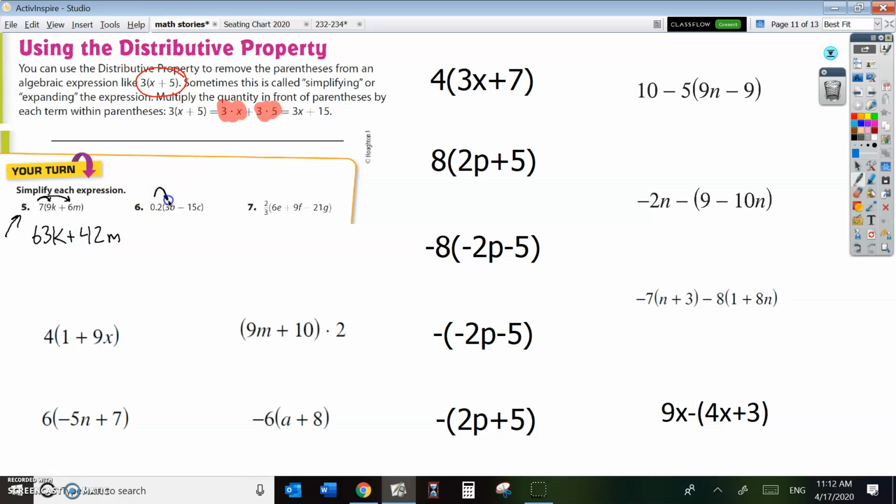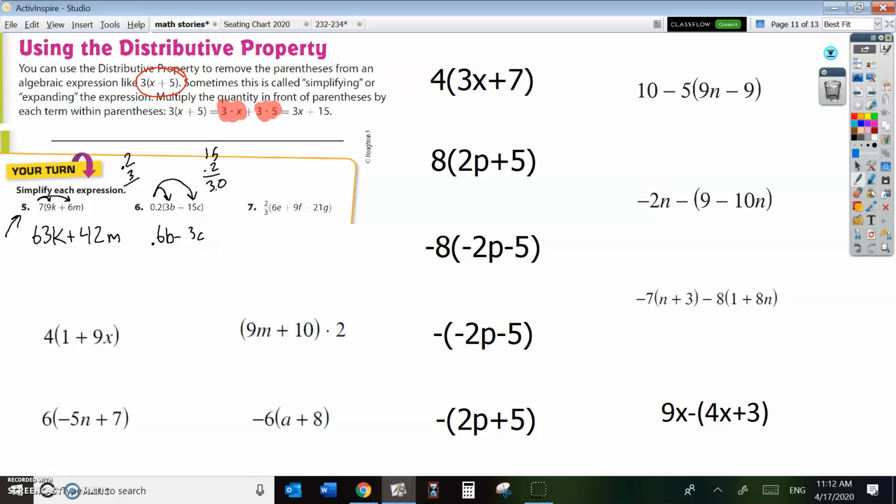2/10 distributes to 3b and to minus 15c. 2/10 times 3 is just 6/10 b, and 15 times 2/10 is 3, like that.